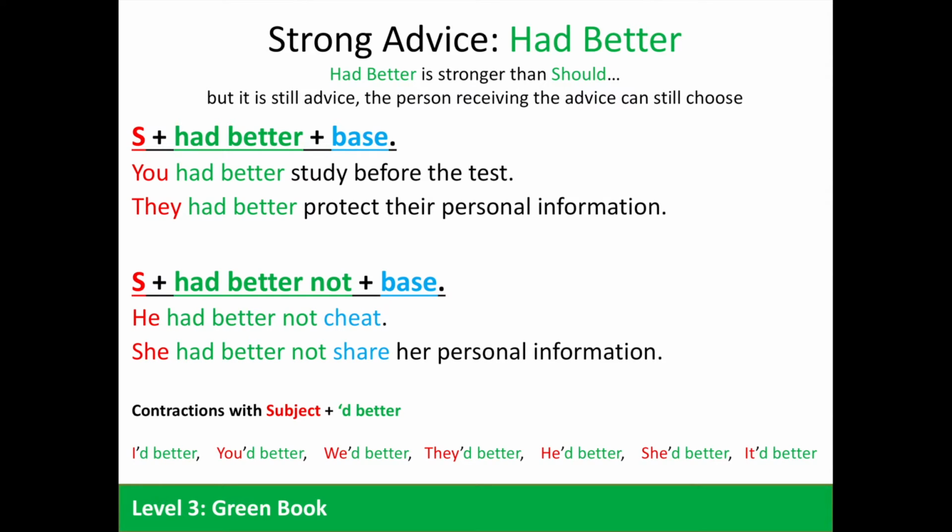Some examples. He had better not cheat. She had better not share her personal information. As a reminder, you can form contractions using the subject and had. For example, I'd better, you'd better, we'd better, they'd better, he'd better, she'd better, or it'd better.